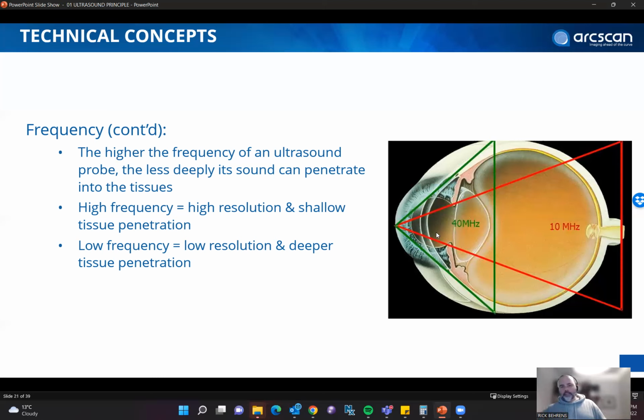Nothing behind the posterior capsule. It's very hard to see anything there, but we will be able to see this area really, really well. This is the green square. When you look to the back of the eye, you need a lesser resolution. So remember: high megahertz, high resolution, less penetration.